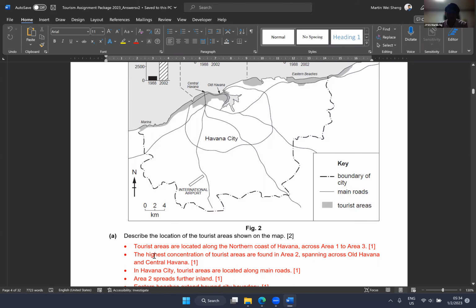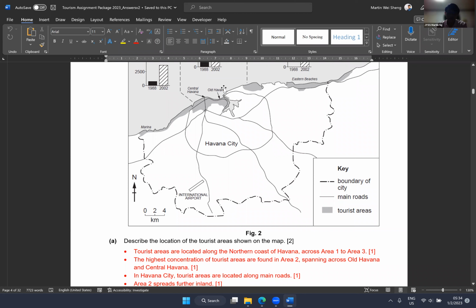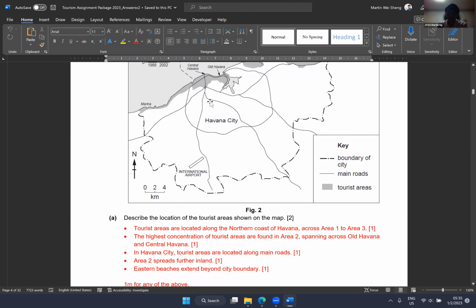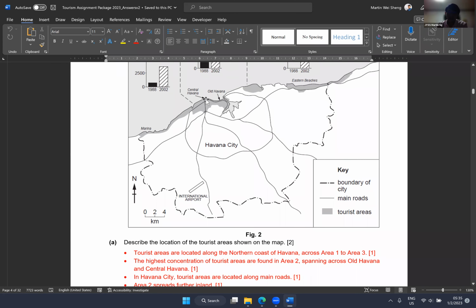Okay, 1 mark. So highest concentration of tourist areas are found in area 2, from Old Havana to Central Havana. Right, so this area has the highest concentration because the dark gray area is highlighted the most. Then in Havana City, tourist areas are located along main roads. So Havana City would be this portion over here. So you see all the dark gray areas, there's actually a main road passing through it.